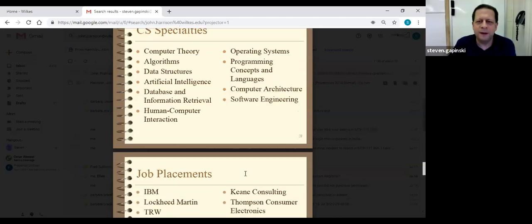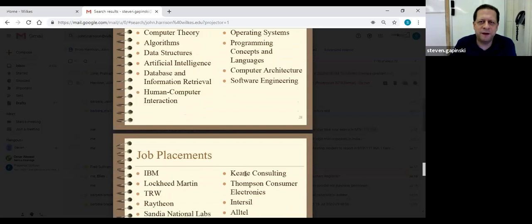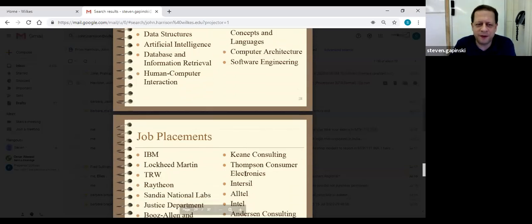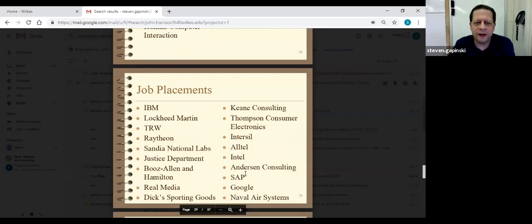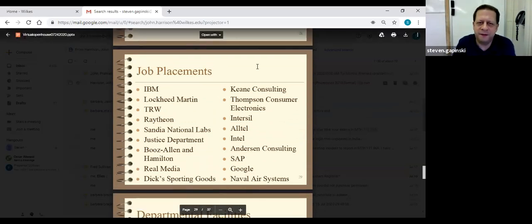So as I said here, this is an area that you guys might be a little bit more interested in than the others. And we have a list here of some of the job placements that we have been able to see coming out of our department in recent years. Okay, so you see a list of some very recognizable names.